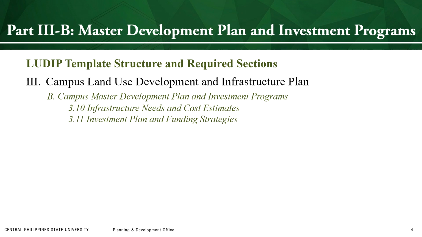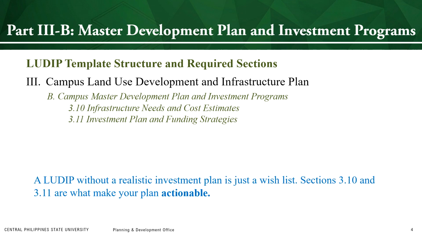Not everything can or should be built at once, and identify your funding sources. These may include the General Appropriations Act, public-private partnerships, grants, loans, or other institutional funds. A LUDIP without a realistic investment plan is just a wish list. Sections 3.10 and 3.11 are what make your plan actionable.